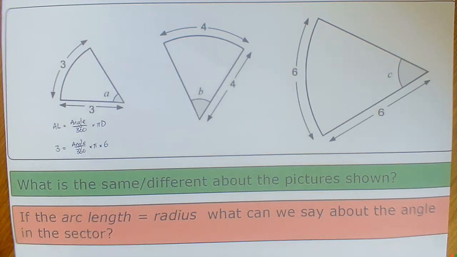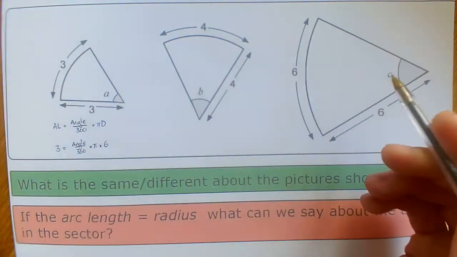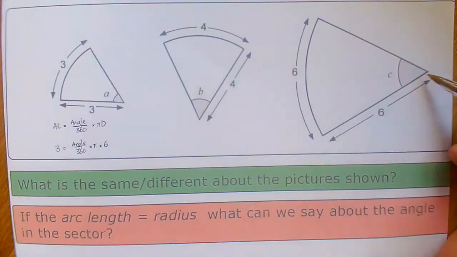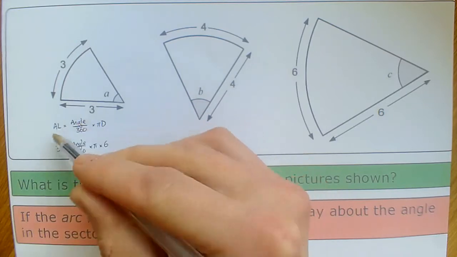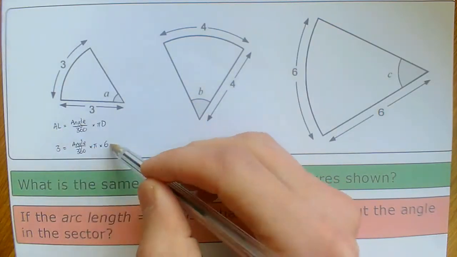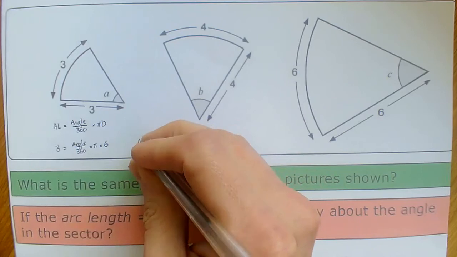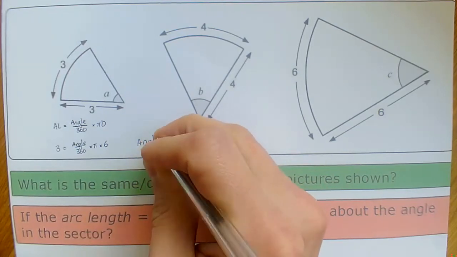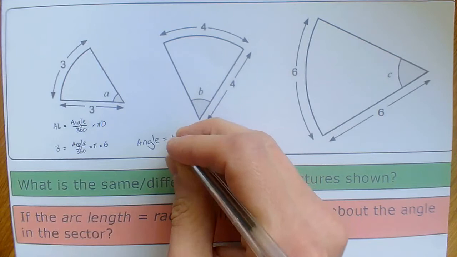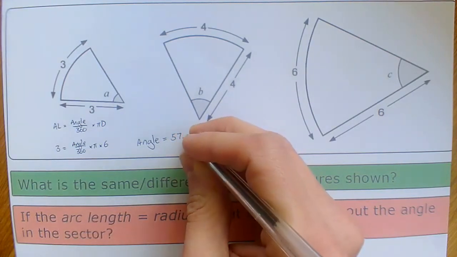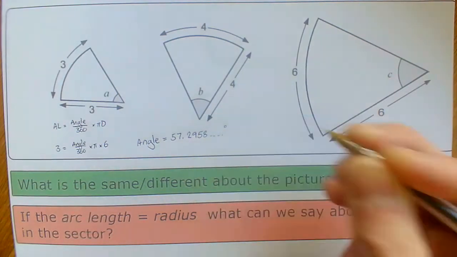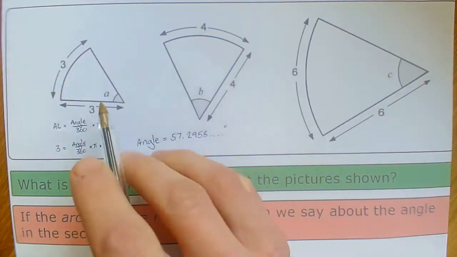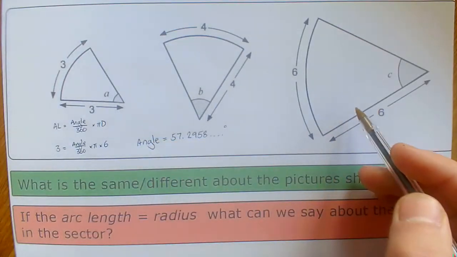Now, as your starter task, I gave you these three sectors to work with, where I've given you the arc length and I've given you the radius, and you were trying to find the missing angle. I've laid out the first bit of working here, so I've used the arc length formula, I've put in the numbers I've got. Rearranging that should have got you that the angle equaled 57.2958 something degrees. And you should have got that for all three of these sectors.